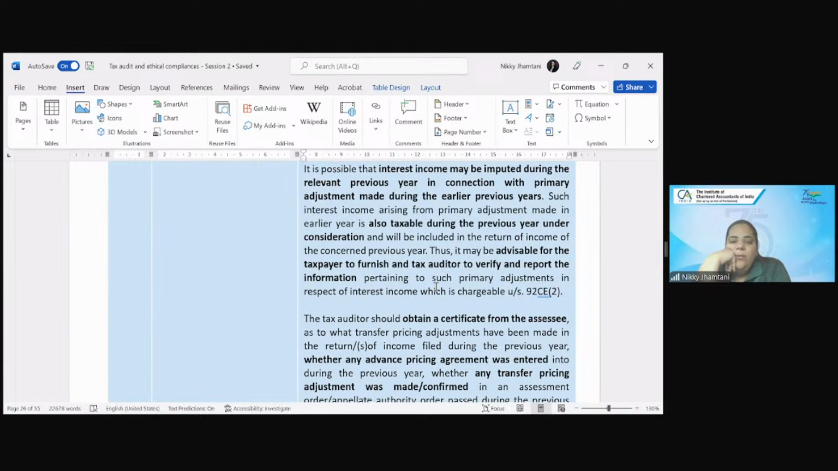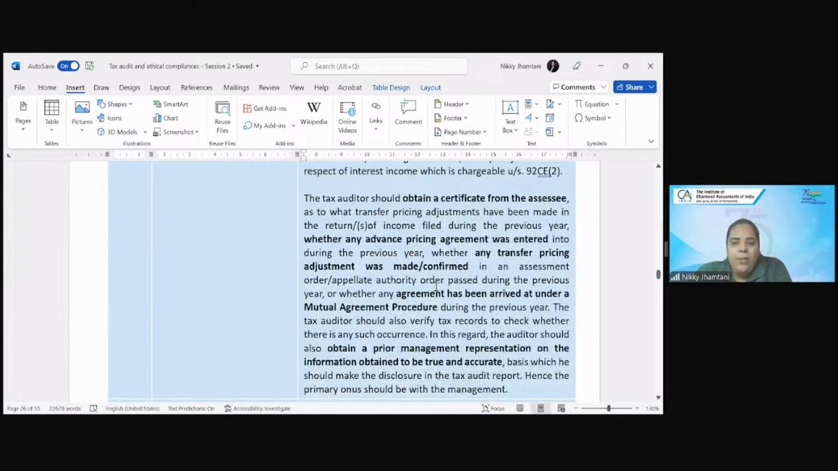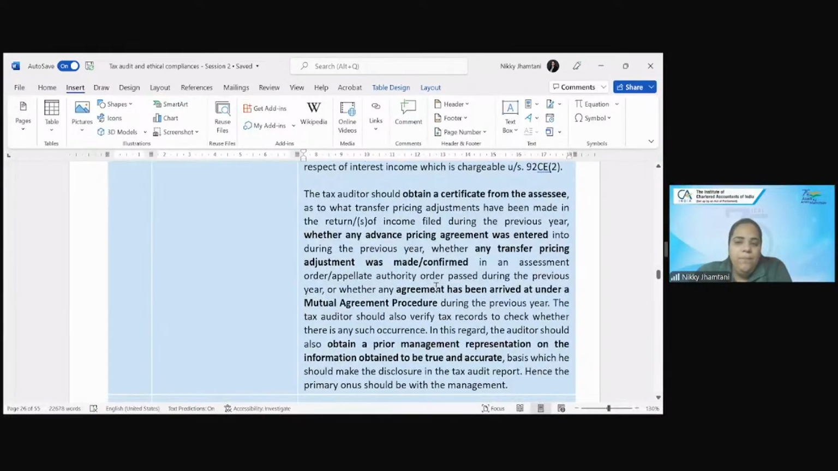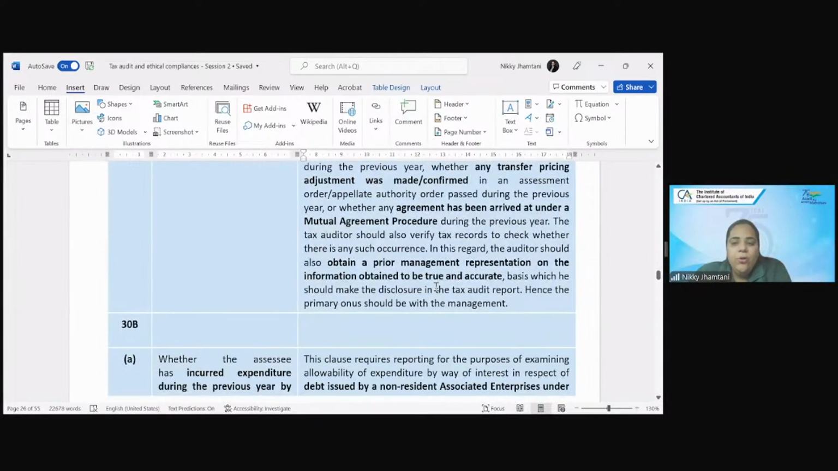Thus, it may be advisable for the taxpayer to furnish, verify and report the information pertaining to such primary adjustments in respect of interest income which is chargeable under 92CE2. The tax auditor should obtain a certificate from the SESI as to what transfer pricing adjustments have been made in the return of income filed during the previous year, whether any advance pricing arrangement, that is APA, was entered into during the previous year, whether any transfer pricing adjustment was made or confirmed, or whether any agreement has been arrived at under MAP during the previous year. The tax auditor should also verify tax records to check whether there is any such occurrence.